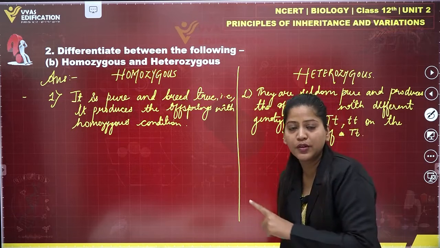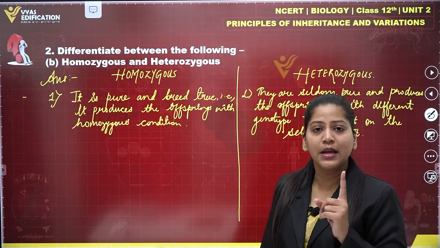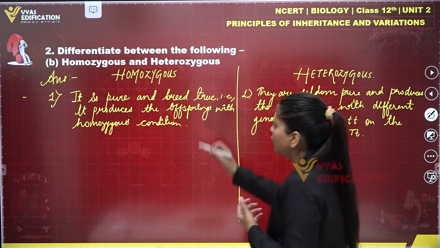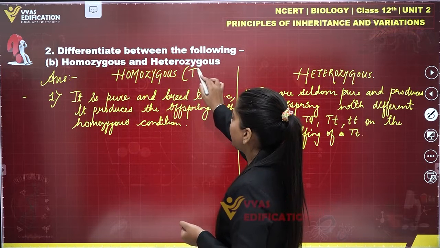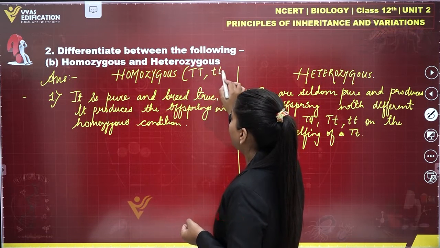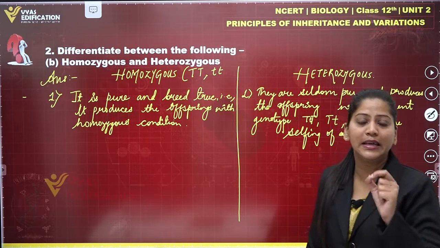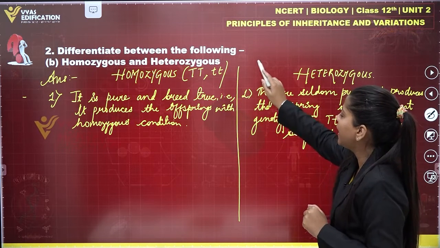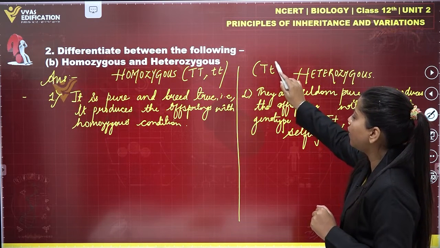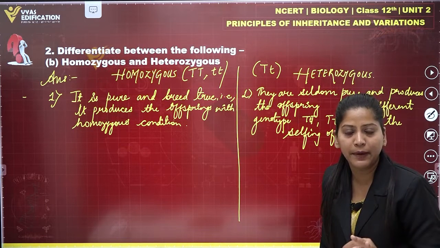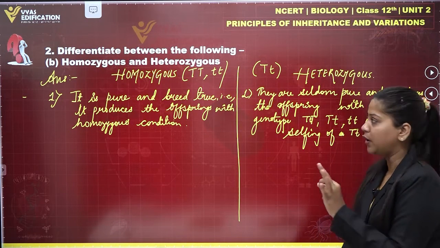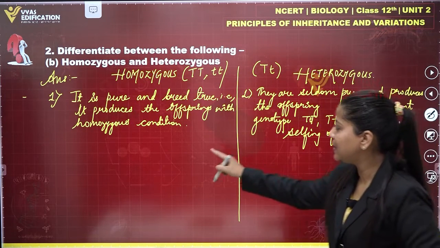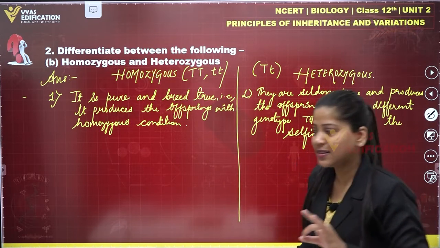Whereas if it is producing any offspring, it is making any individual, then this individual will be present in a homozygous condition, and we know that homozygous condition can be capital T capital T or small t small t. It can never be capital T, small t. Whereas if we talk about the heterozygous one, then heterozygous one is capital T, small t always. It was always present with two different alleles.